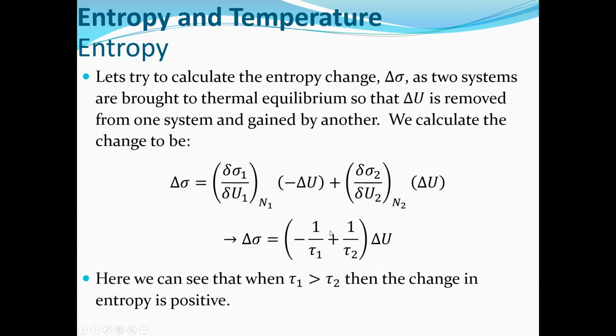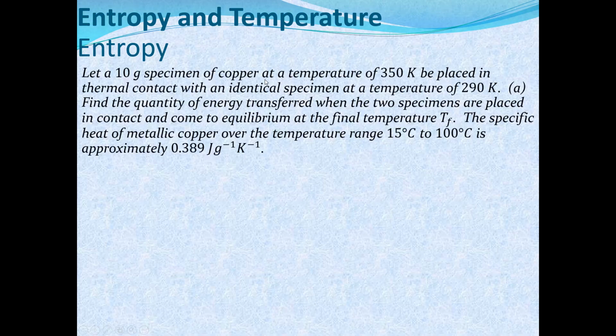And then what we can see is that when tau 1 is greater than tau 2, which I believe was one of the definitions that we stated, the entropy change will always end up being positive. Once again, this is something that we've covered before in other classes. So here's a question. Pause the video, work on this, and we'll go over it in a second.